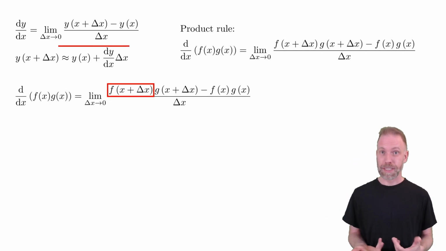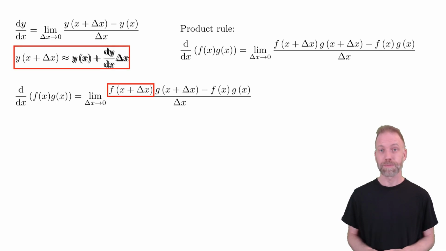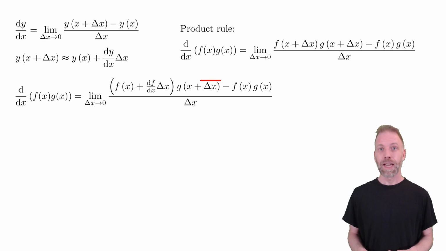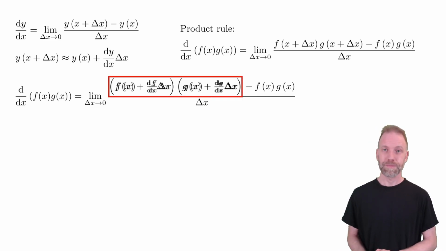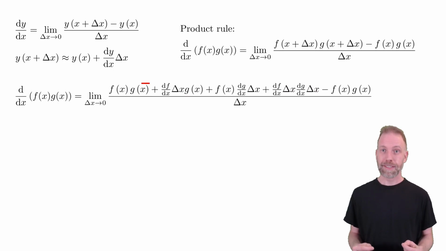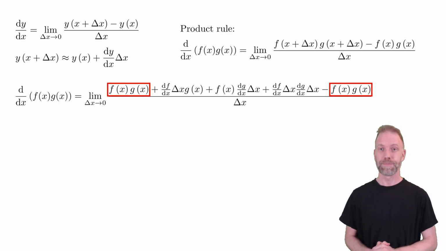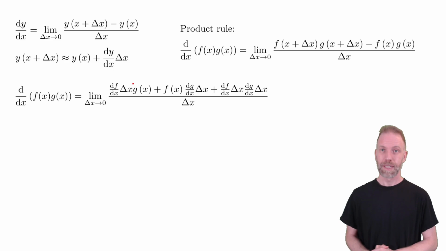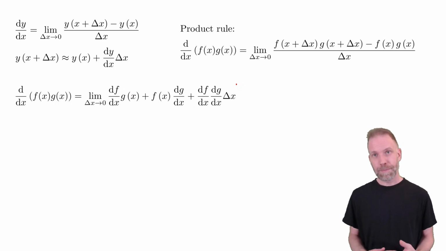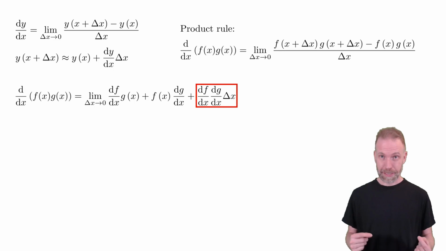Let's use our approximation for the f of x plus delta x term. And use it for g of x plus delta x. Expand the parenthesis. F of x times g of x will cancel. Divide by delta x. In the limit where delta x goes to 0, this term becomes 0.